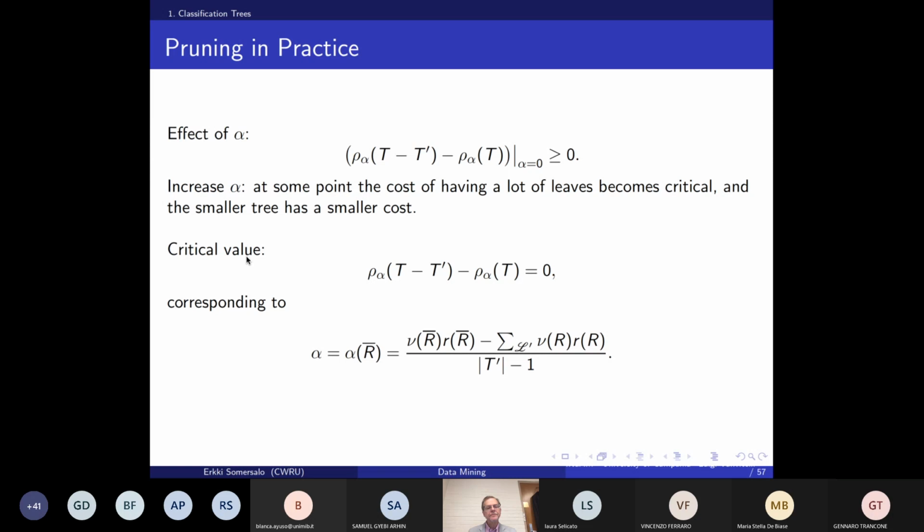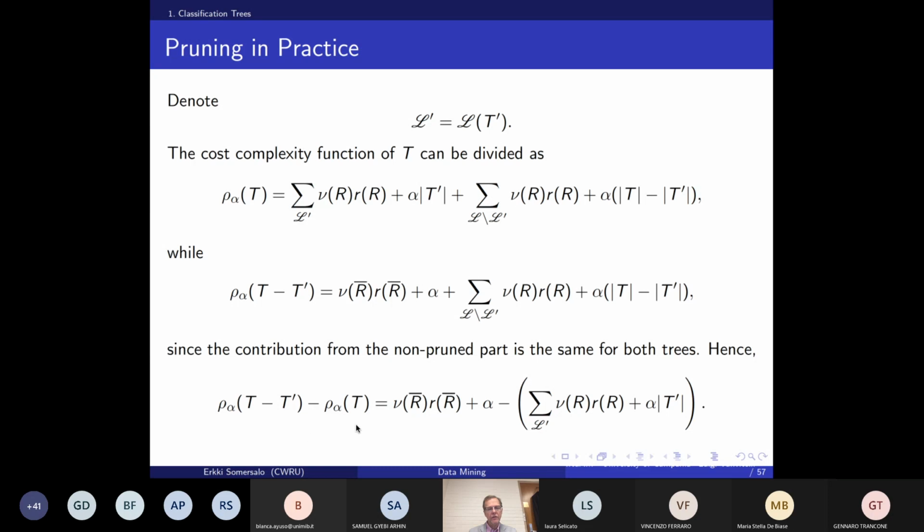So the critical value of alpha is obtained exactly when the cost complexity of the smaller tree equals the cost complexity of the larger tree. So we are solving for alpha. We are asking what alpha makes the smaller tree better than the larger tree. And so if you look at this difference, we had it here. So this is the difference. So I'm writing that this is equal to 0, and then I'm solving it for alpha. So alpha is here and alpha is there, so the dependency is linear.